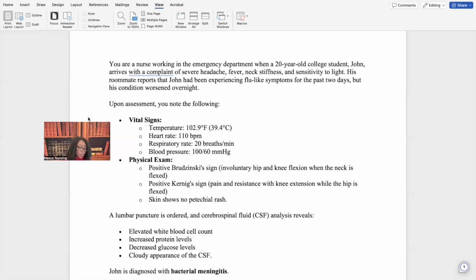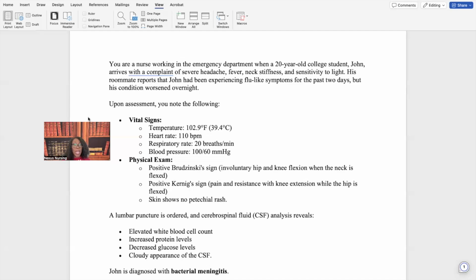And the last thing I wanted to bring to your attention was ICP. I mentioned it briefly, but you are going to be watching out for those signs and symptoms of ICP: confusion, lethargy, disorientation. You're going to be watching out for Cushing's triad. You need to recognize that, guys.